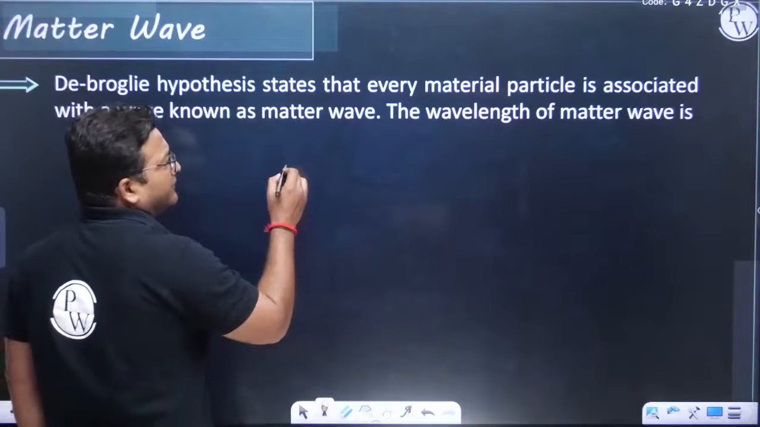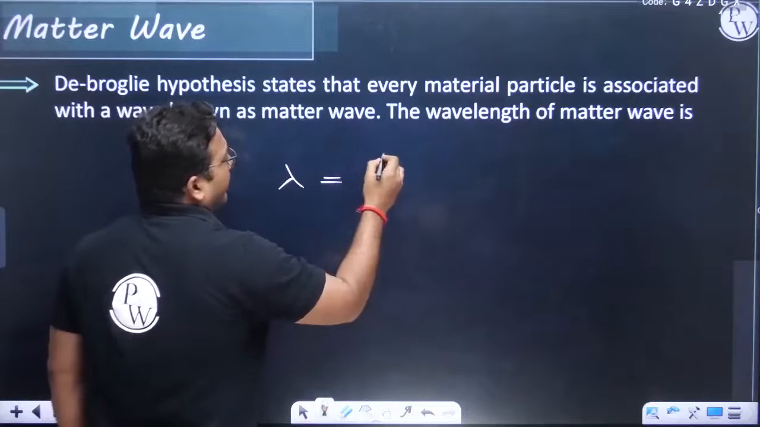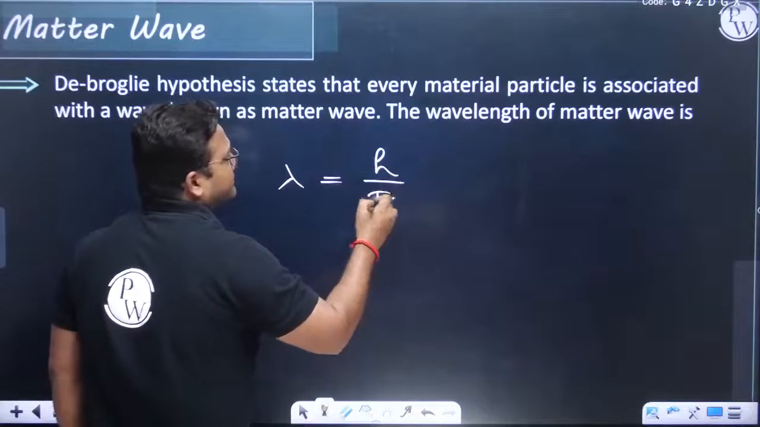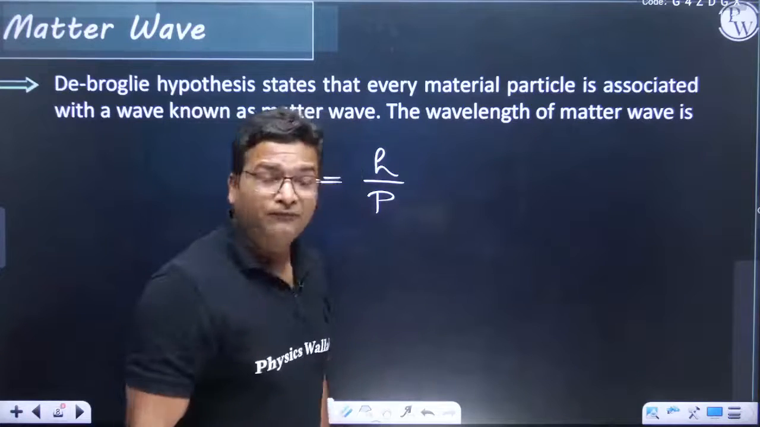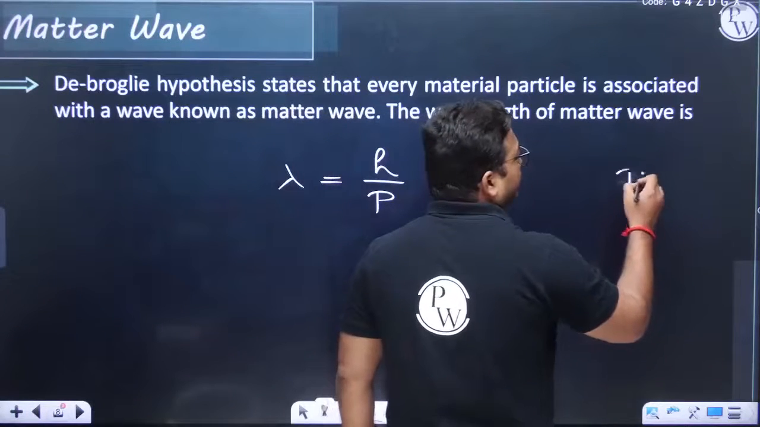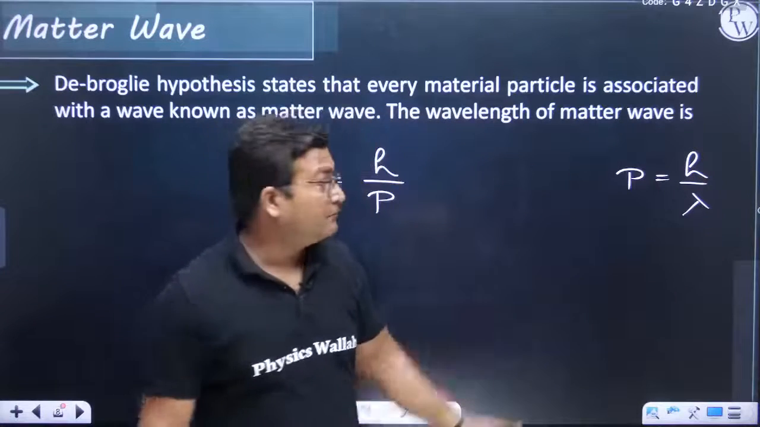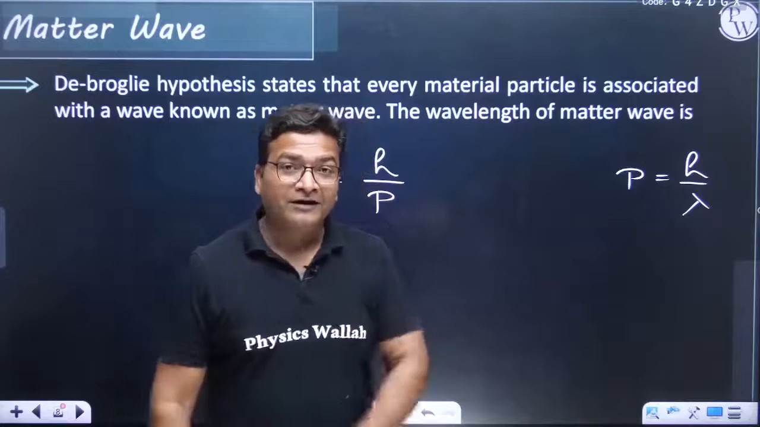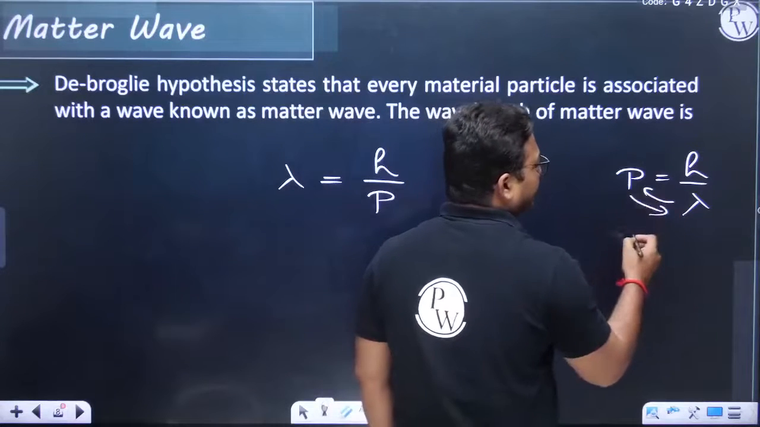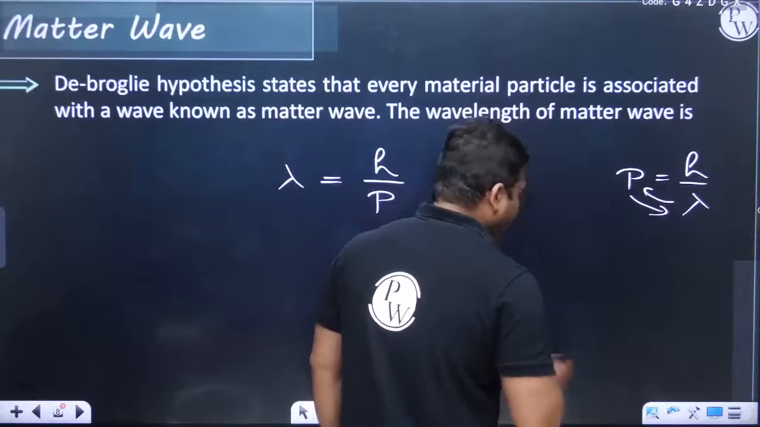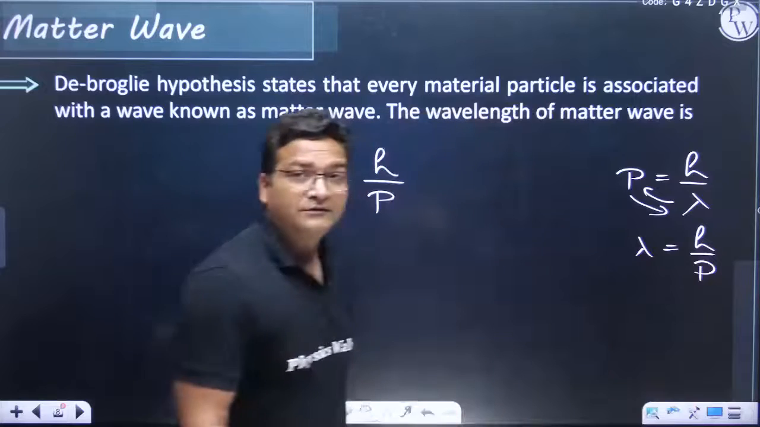It was just a thought given by de Broglie, and he said the wavelength of the matter wave is given by h divided by momentum. He just used the same formula for momentum of light, momentum equals h by lambda. He thought, if light has momentum, why can't matter particles have wavelength? He transferred these and got lambda equals h by momentum. It was just a thought.